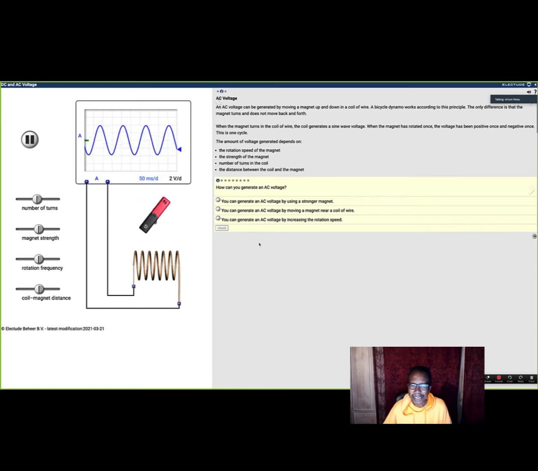Come on, B? Let's check it. There you go. It can generate AC voltage by moving a magnet near a coil wire. That's correct.